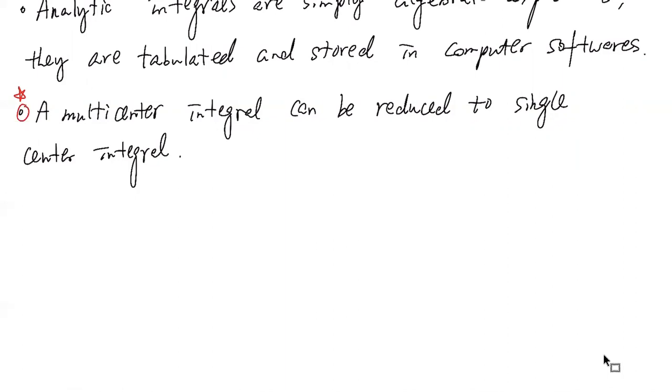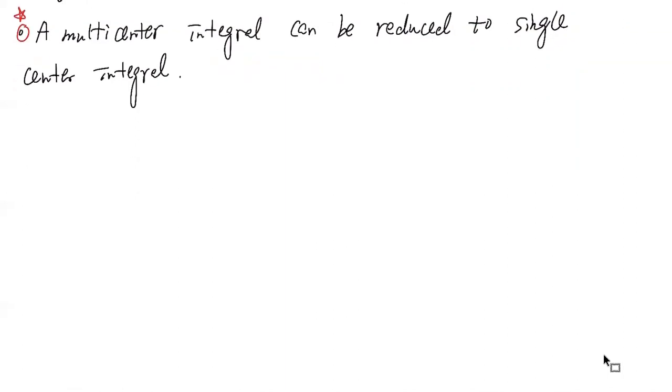And after you figure that out, because the Gaussian function is a simple exponential function, you can just do a simple multiplication, and you will find out that indeed a multi-center integral can be reduced to a single center integral. All right. But of course, if you have any trouble actually proving this property, then you can ask me. Okay.